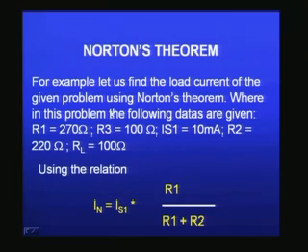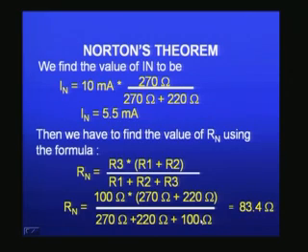Now we will take an example which will perhaps illustrate this very simply. I have taken R1 to be 270 ohms, R2 is 220 ohms, R3 is 100 ohms, and IS1 is 10 milliamperes. Now IN we know is IS1 times R1 by R1 plus R2. If you substitute the values, 10 milliamperes multiplied by 270 divided by 270 plus 220 ohms, this gives me an IN of 5.5 milliamperes, which will be the short circuit current across the terminals where RL was originally.